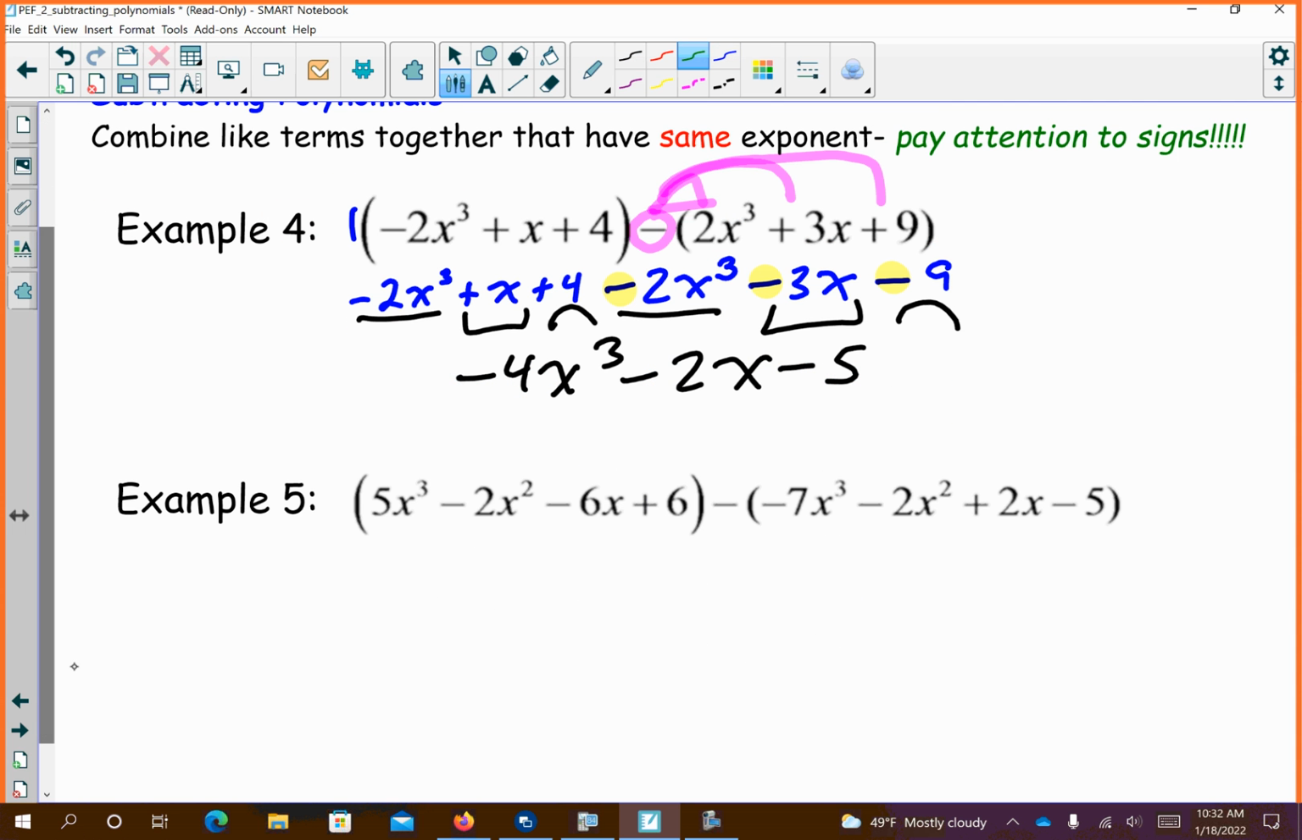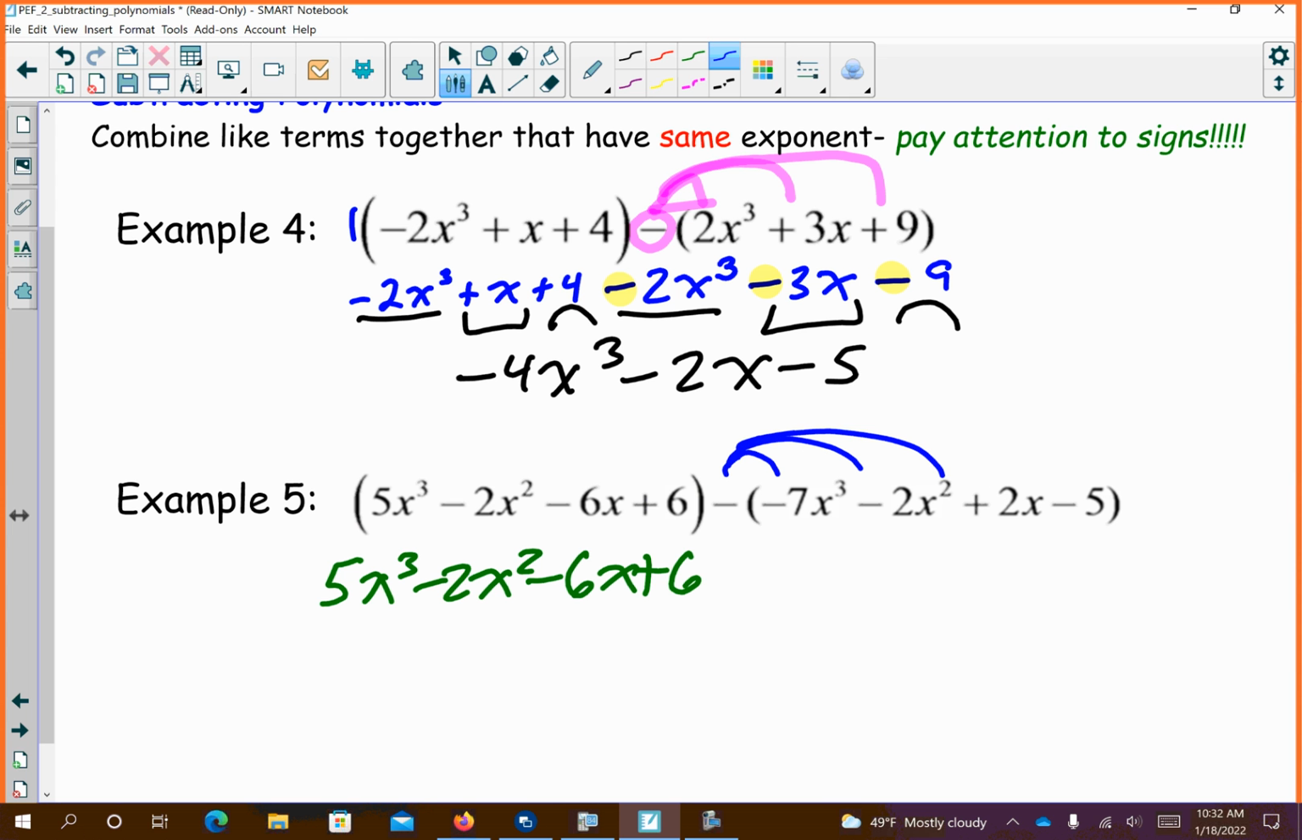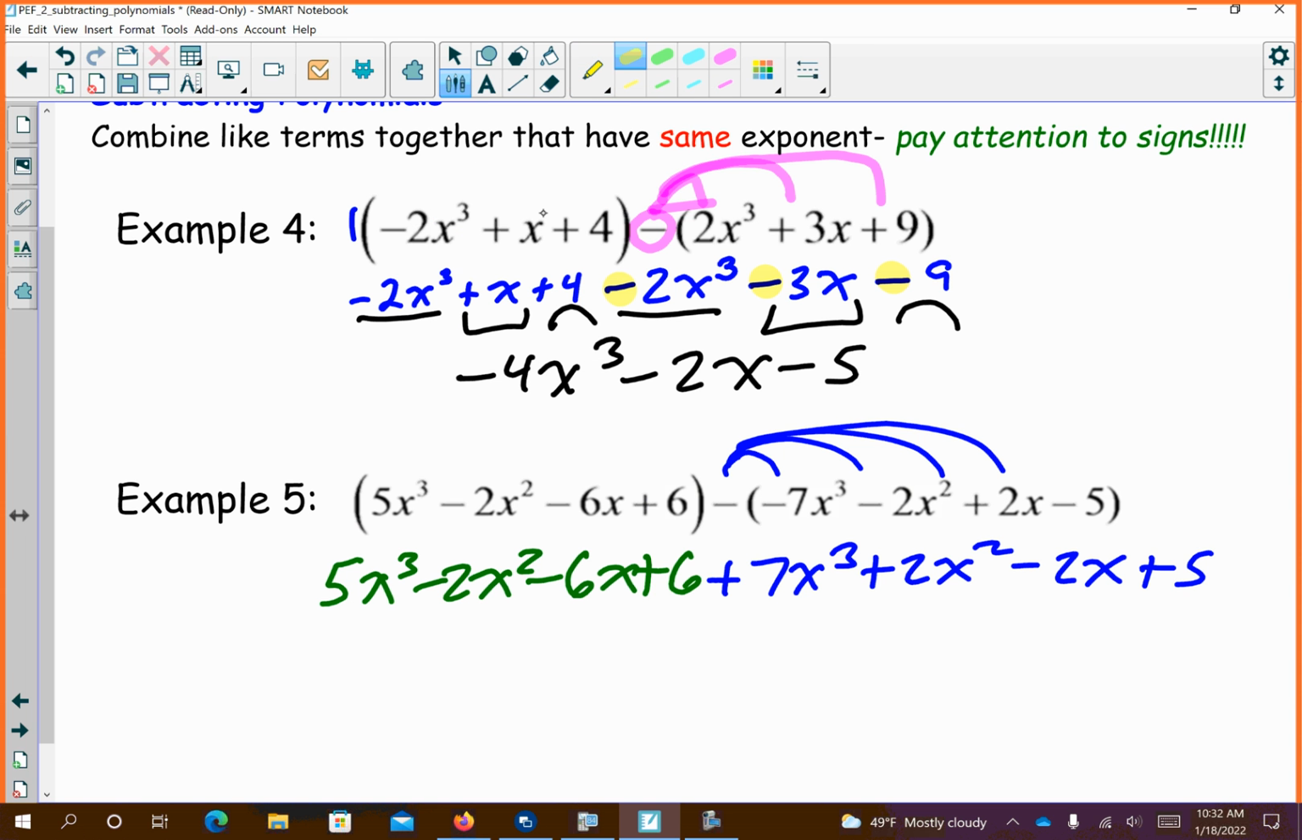All right, friends, do you feel comfortable that this first part just stays as is? But then I have to make sure this negative comes here, comes here, comes here. So all signs change. So I get plus 7x to the third plus 2x squared minus 2x plus 5. And again, notice these signs are different than what they had been because I had a negative sign prior.